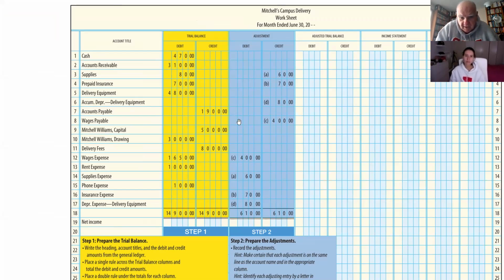Well, let's start with A. Let's start working with our debits first. A, we debited the $60 worth of supplies, right? Debit supplies expense, credit supplies. B, we had that 10-month, $700 insurance policy. We debit insurance expense for 70, and we reduce the prepaid insurance by 70.